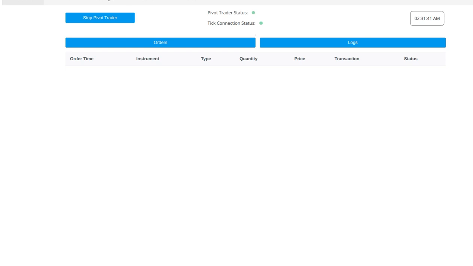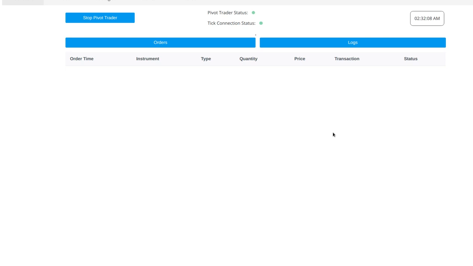Let's take a look at how to add time-based orders in the Pivot Trader software. But before that, I would like to mention that for running the Pivot Trader software with your Zerodha account, you don't need to subscribe to the Zerodha API, which costs 2000 per month. The only thing to be done here is to log into your Zerodha account using the Chrome browser and then start the Pivot Trader software.